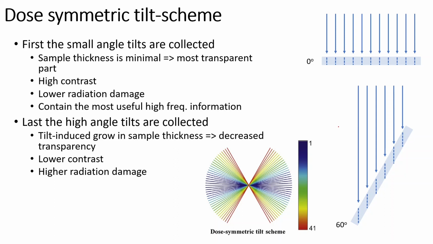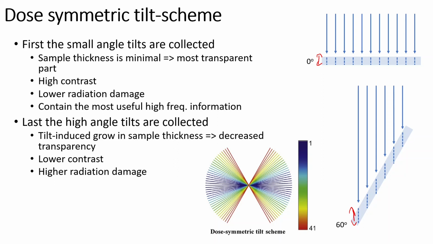Because the last tilts, the tilts that have the higher angle, also give us a thicker sample, because we can see that the sample thickness here at 0 tilt is different than the sample thickness here at 60 degrees. We see less useful information in higher tilts because the electrons have to pass through a more dense material, and therefore they are carrying less information.